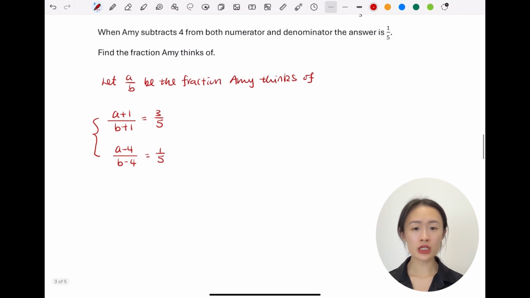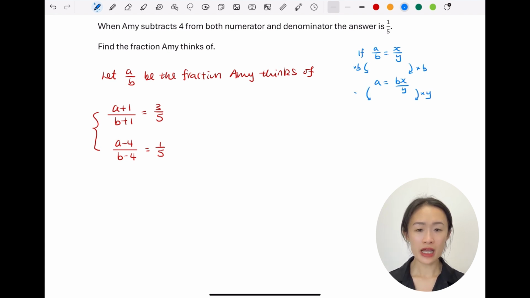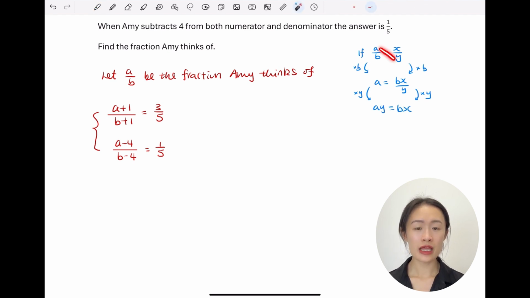Now at first, it might look difficult to solve. So here, I have a trick for you. If we have two fractions equal to each other, for example, a over b is equal to x over y, what I can do is multiply b on both sides to get rid of the denominator. I then can multiply both sides by y to get rid of the denominator on the right-hand side. So now we have an equation ay equals bx. Now, if you look at the fraction, if I cross multiply, ay is going to be bx. This is a trick you can use. So now coming back to our question, we can cross multiply and we have 5 times (a plus 1).